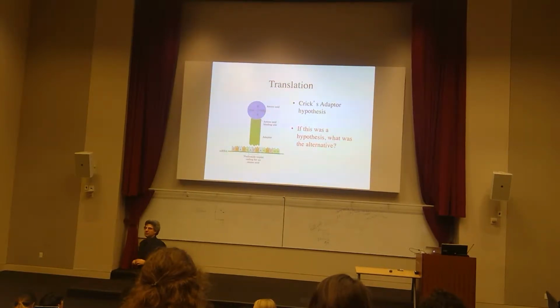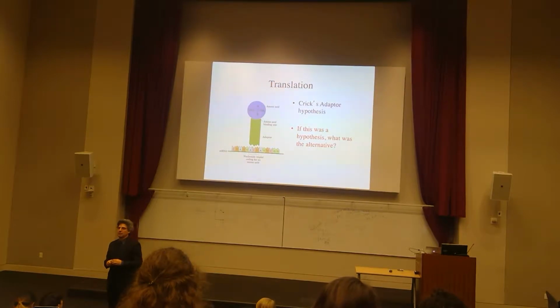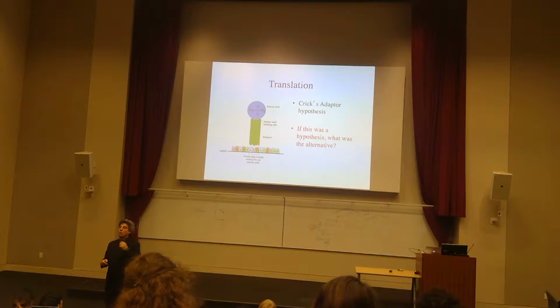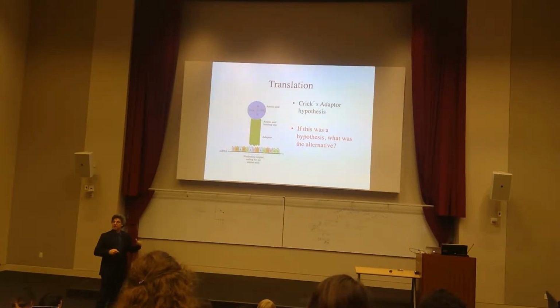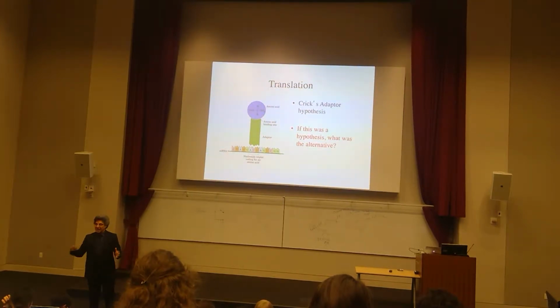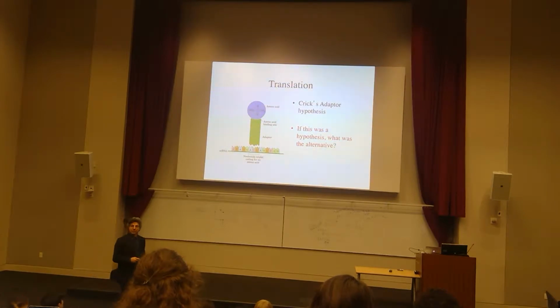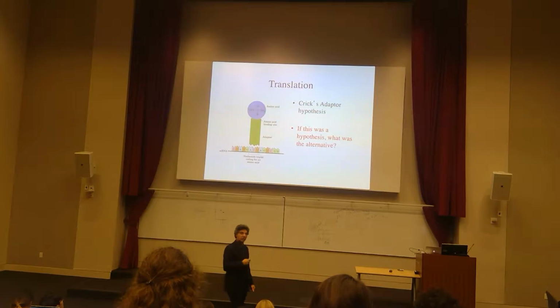Yes, sir? Can you reiterate the difference between Crick's hypothesis and what we actually see happening? What we actually see happening is Crick's adapter hypothesis. Crick hypothesized that there must be an adapter molecule. That's in fact the case. And that adapter is the family of tRNAs. Great.